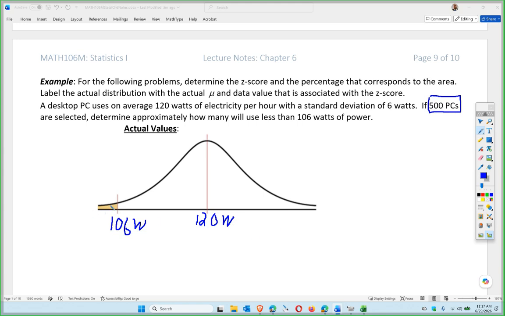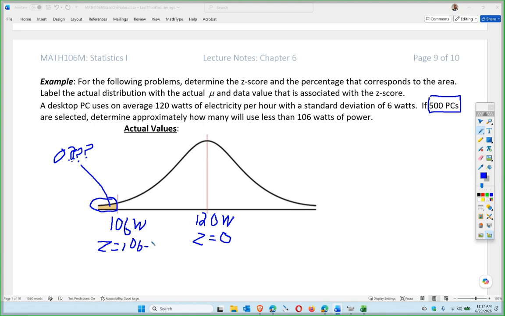So this is obviously a probability, so 0 point something, question mark, as to what that probability is. What percent of computers are 106 watts or less is essentially what this area represents. You could figure out the z-score here too if you want. Obviously this is z equals 0, because that's the middle.